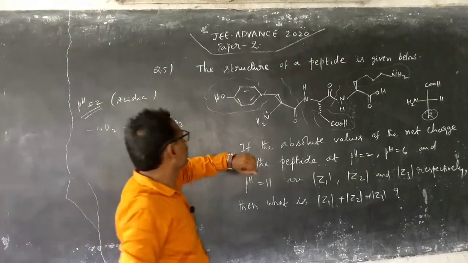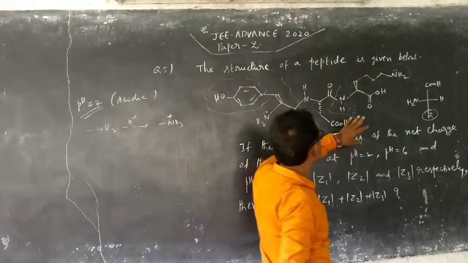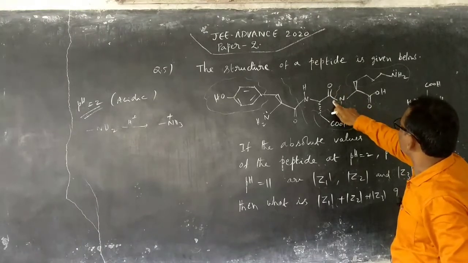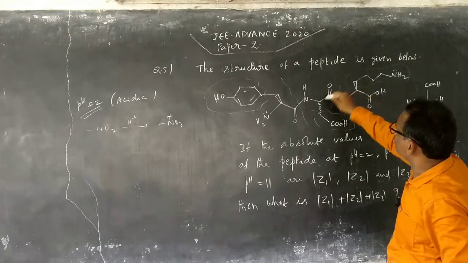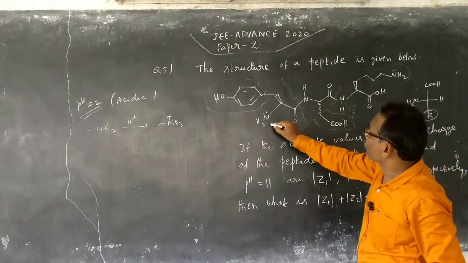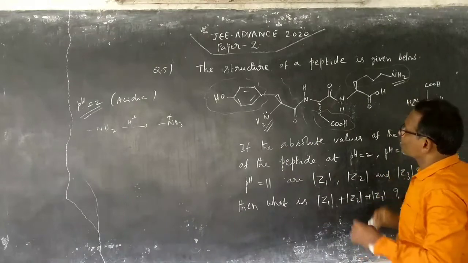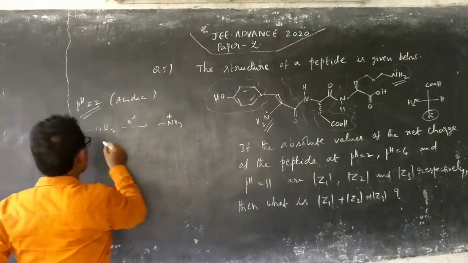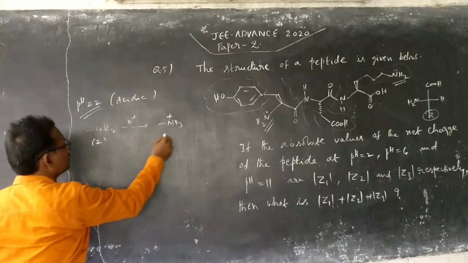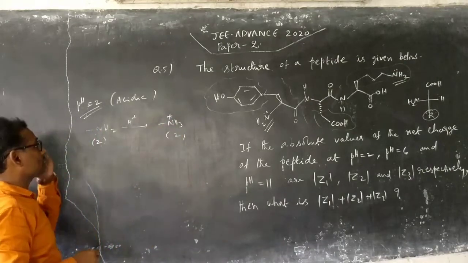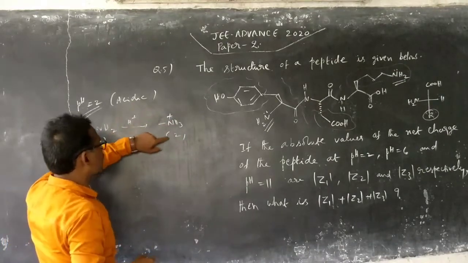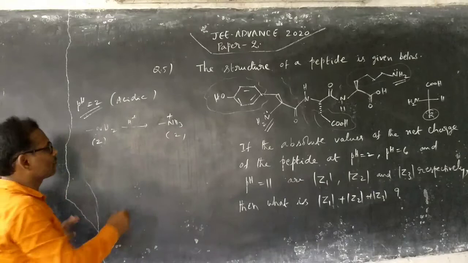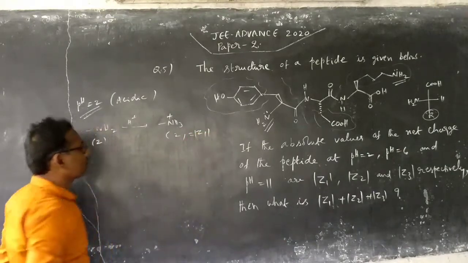How many amine groups are there? 1, 2. This is an amide. Don't say that this is an amine; this is an amide, this is also an amide. So there is 1 amide group here and 1 here, and there are only 2 NH2 groups. Those will be converted to positive charges. That means you will get 2 NH3+, so the net charge is going to be +2. The magnitude of charge in acidic medium is 2 units. That is nothing but Z1.